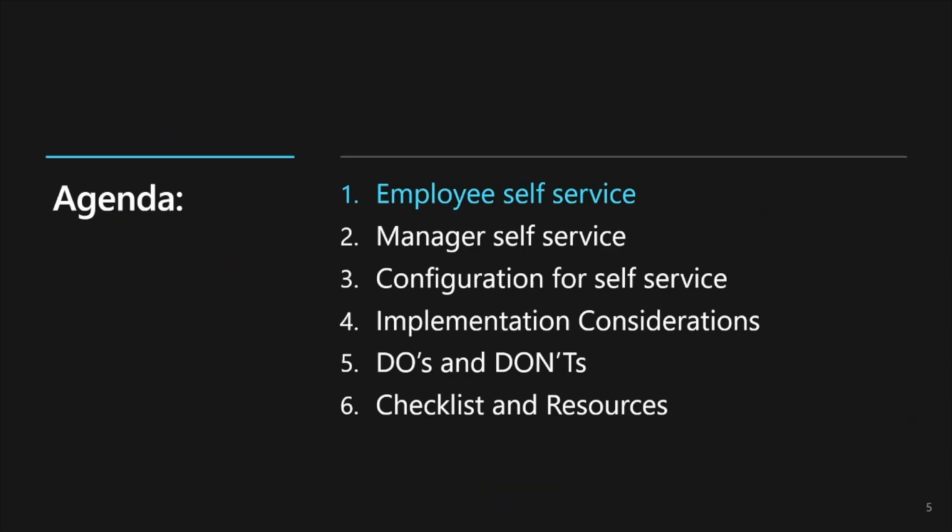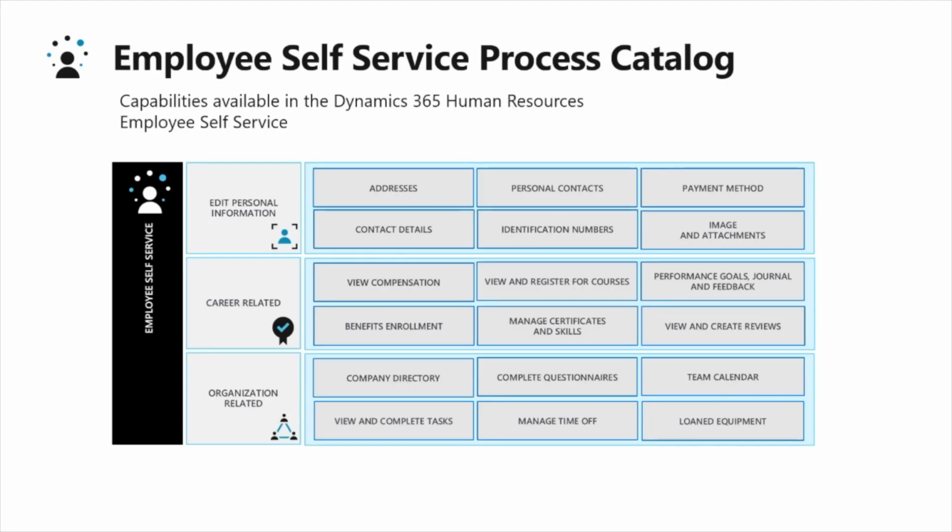Starting with the employee self-service. In order for you to get an overall idea of what capabilities Dynamics 365 HR has to offer when it comes to employee self-service, here is a high-level process catalog showing the L1 capabilities, which are 1, editing personal information, 2, career-related capabilities, and 3, the capabilities which are organization-related, including their relevant L2 processes. This is a good starting point for the project teams to begin their business process analysis and align the requirements gathered under these mentioned processes.